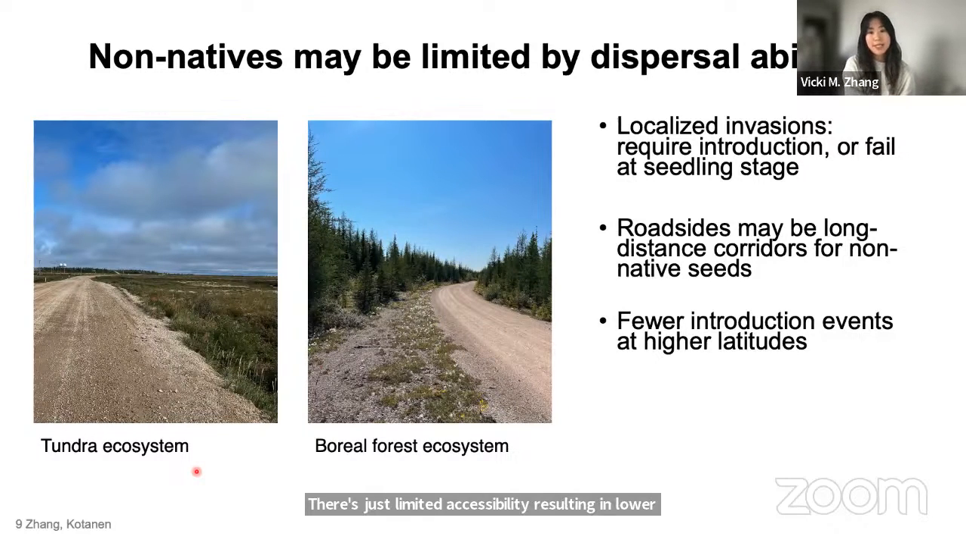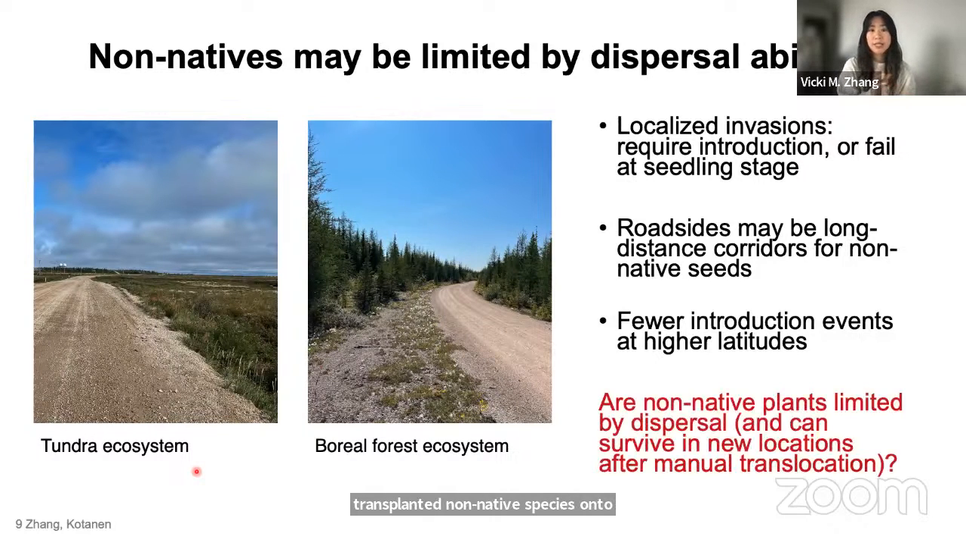So we transplanted non-native species onto roadsides in both the tundra and boreal forest ecosystems, and we monitored their survival and performance over 2 years after transplant. And if they're able to survive in these novel areas, then there's evidence that dispersal might be actually limiting them from getting there. But once they're there, they are able to establish.